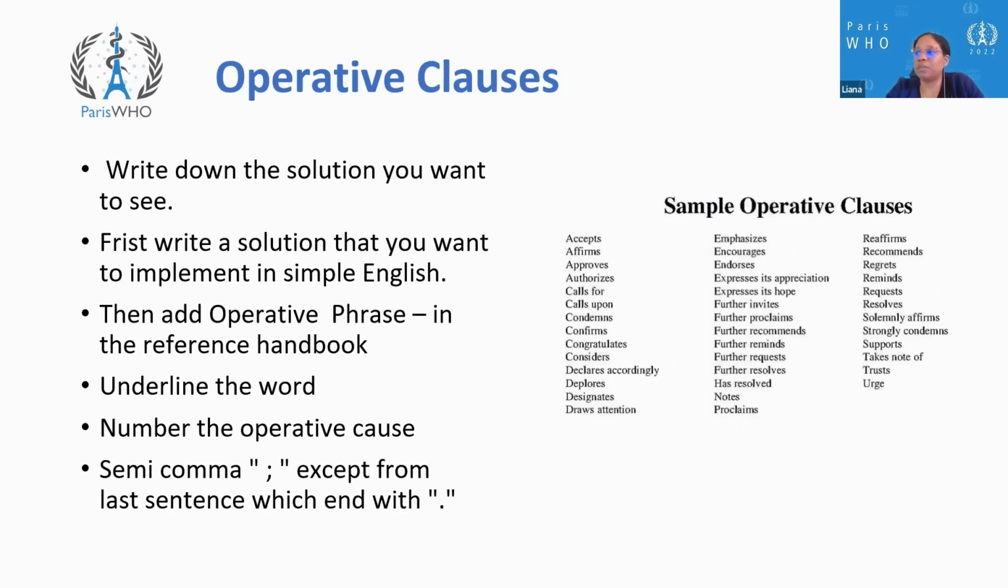For operative clauses, similarly, there are traditional words that are used on the right of your screen. These are again referenced in the delegate handbook, which is on the website. And you have to number the operative clauses that you make, and also use a semicolon, except for sentences which end with a full stop. Just note that the operative clause is, of course, the solution to the problem that you've written in the preambulatory clause. And you can write the solution in simple English.